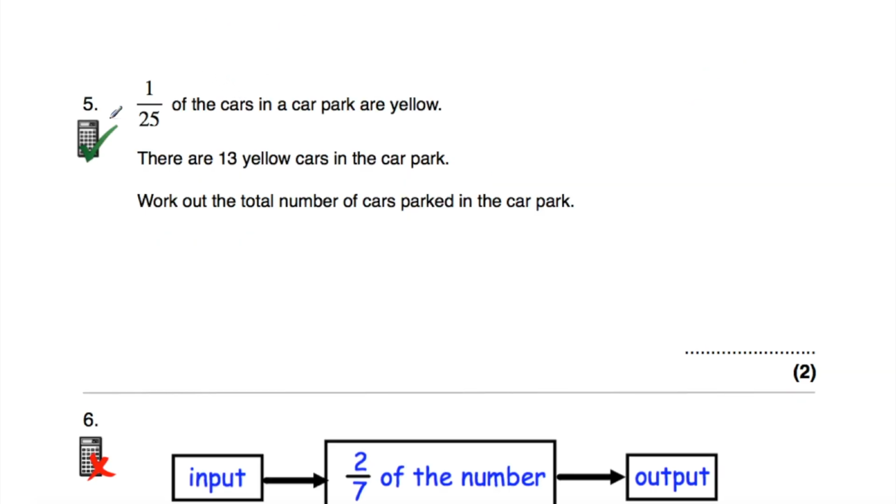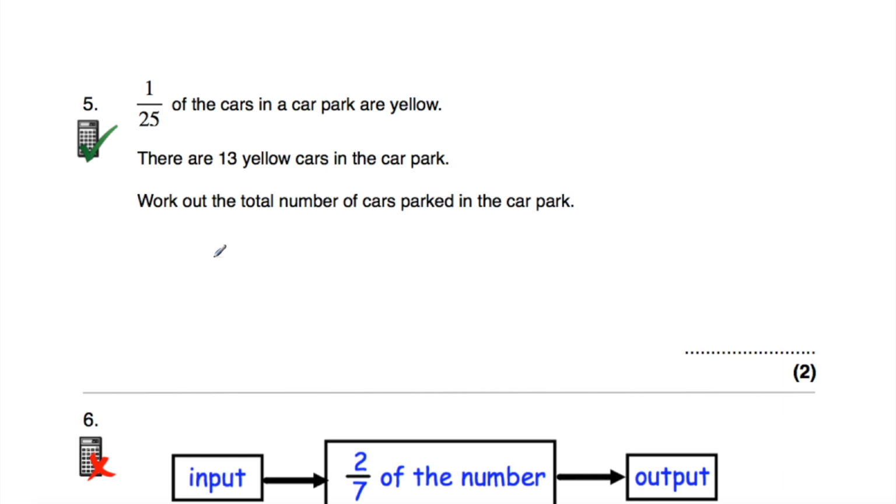Okay, so question number 5 is a calculator question, so feel free to use a calculator for this question if you want to. I'm just going to find one. Yep, got one. And question 5 says, if 1/25th of the cars in a car park are yellow, so 1 in 25, and there's 13 yellow cars in the car park, work out the total number of cars parked in the car park.